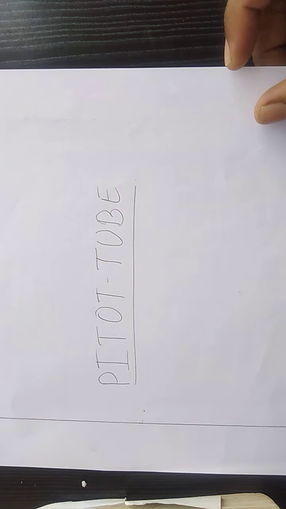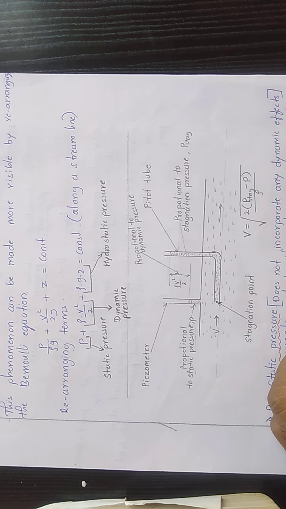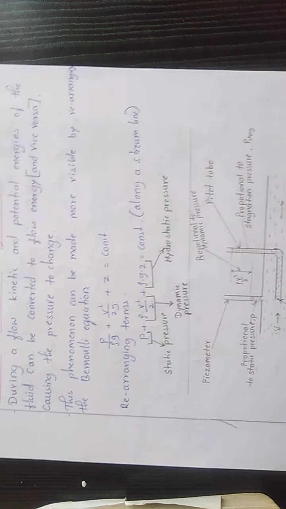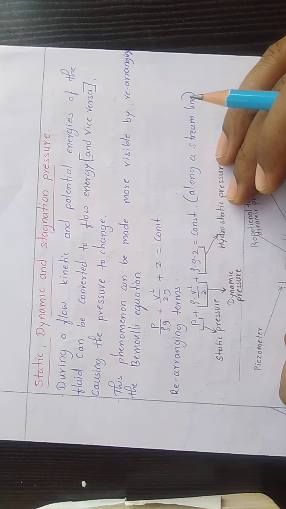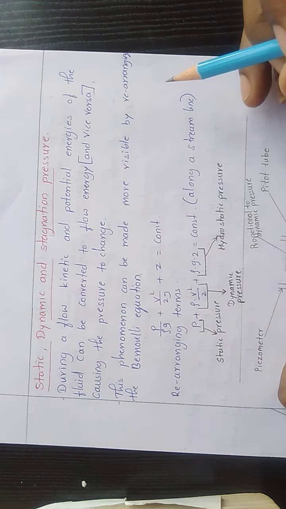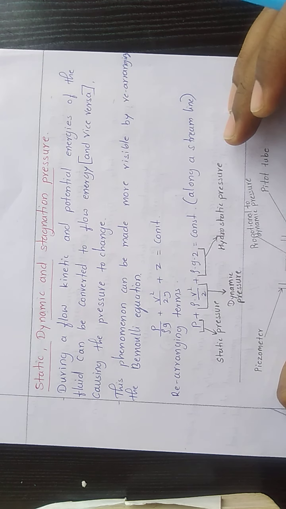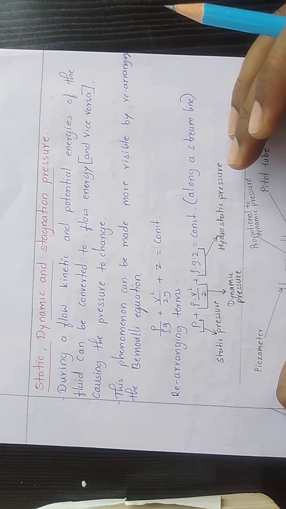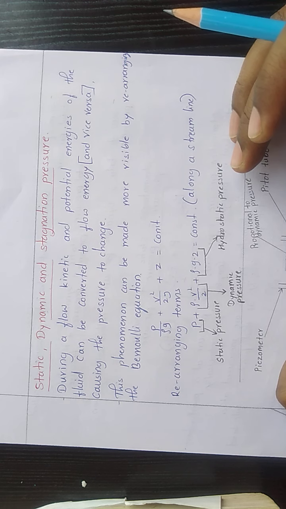Today we will discuss a pitot tube and a few examples on that. Before going to a pitot tube, we will study some terms, that is static pressure, dynamic pressure and stagnation pressure. What is the meaning of this? Once we understand this, then the understanding of a pitot tube will be easy.